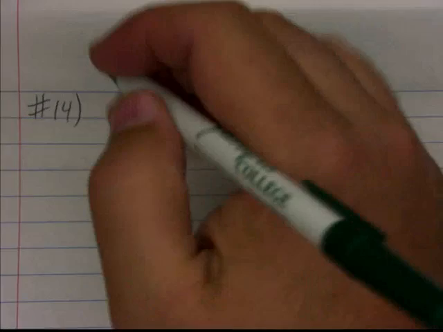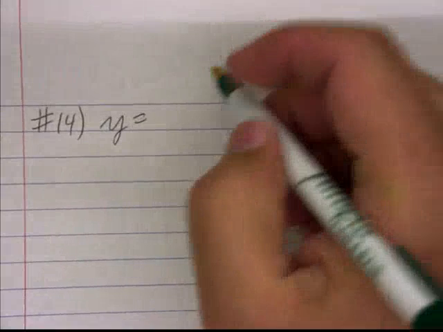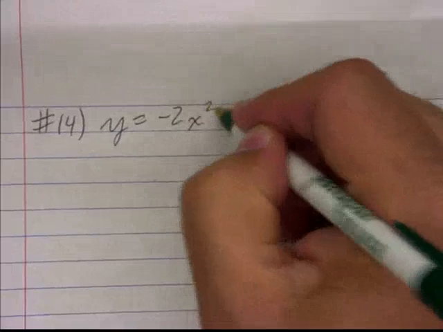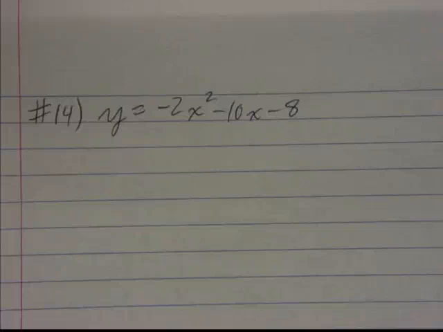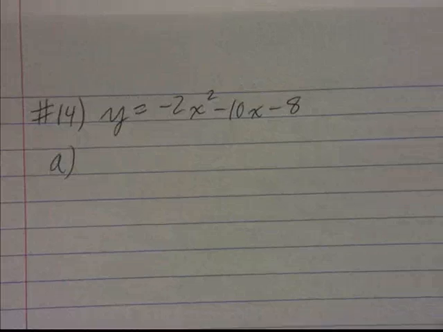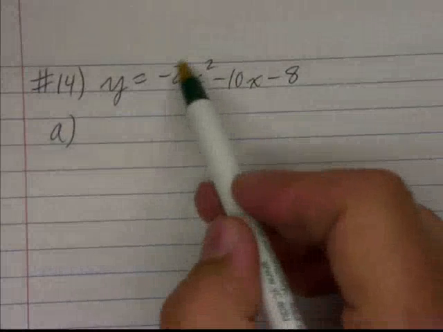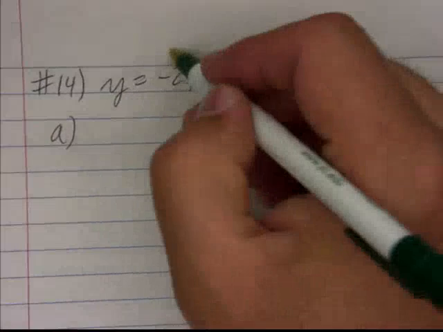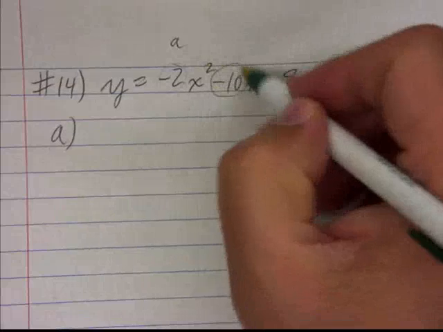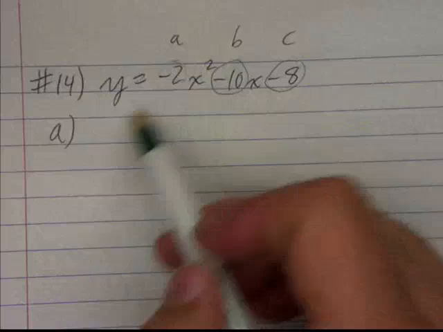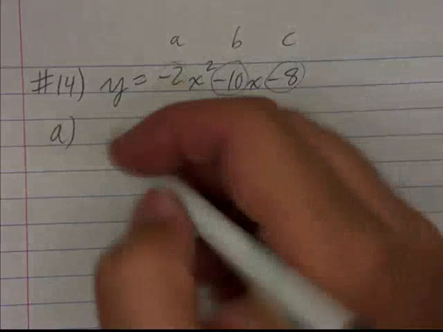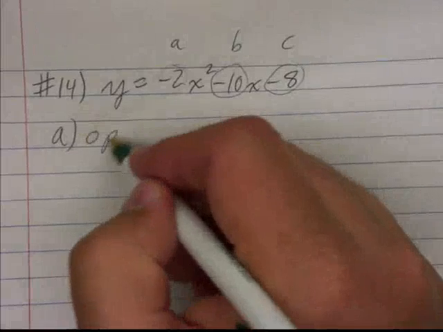Number 14, we want to answer the following questions for the graph of the equation y equals negative 2x squared minus 10x minus 8. The first question we want to ask is, is it opening up or down? That's determined by this A term out here. Remember, we have an A out here, and then this is going to be your B, and this is going to be your C. If your A is negative, it means it's an opening downward parabola, and if it's positive, it's going to open upwards. So this opens down.